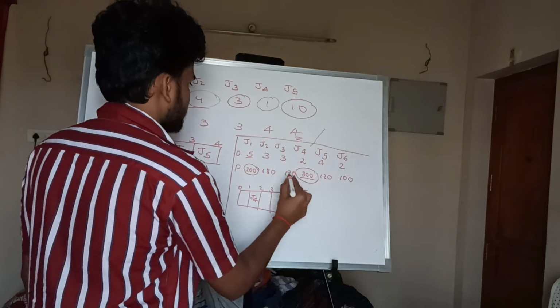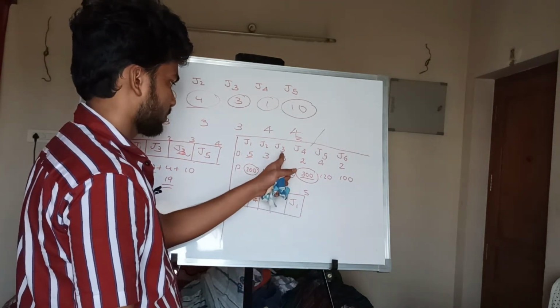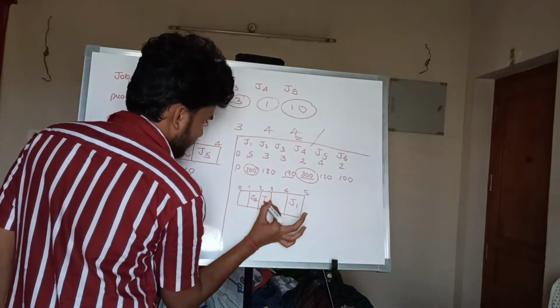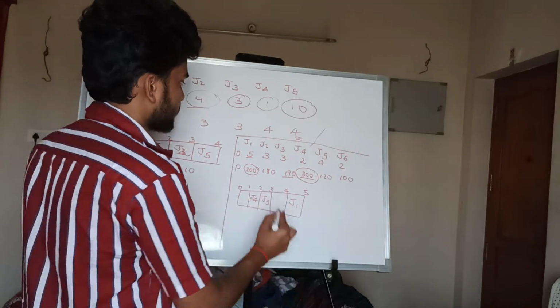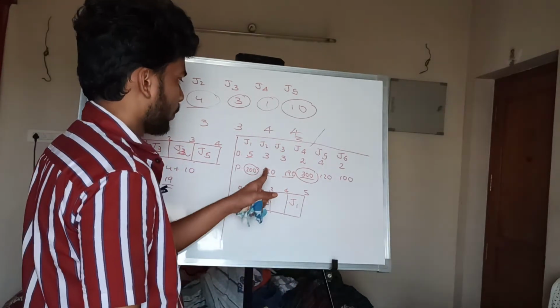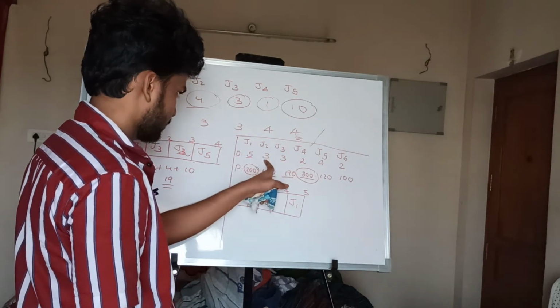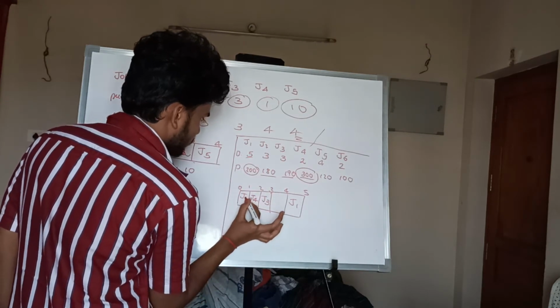And the third highest number is 190. Now for 190, check the deadline 3, and 3 is available here, J3. Next highest number is 180. 180 can be present here, deadline 3. So can I place 180 here, right?